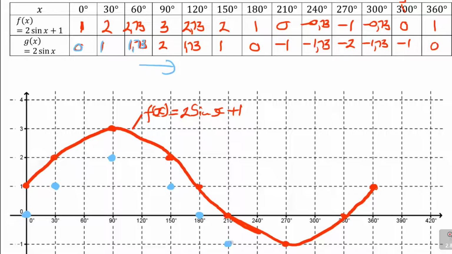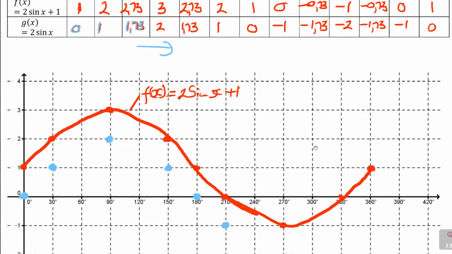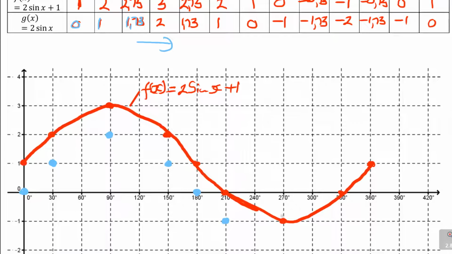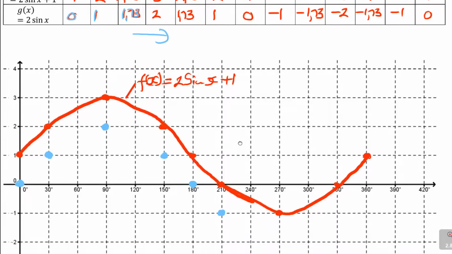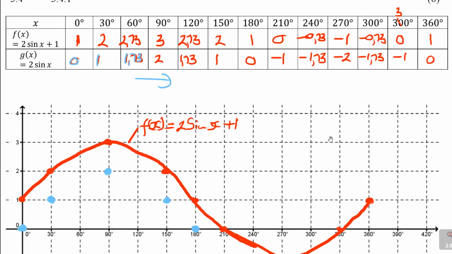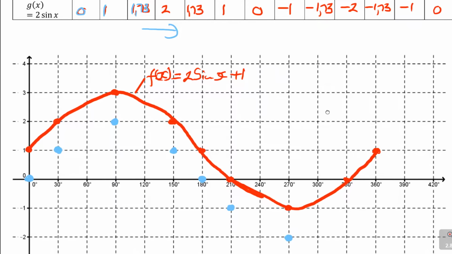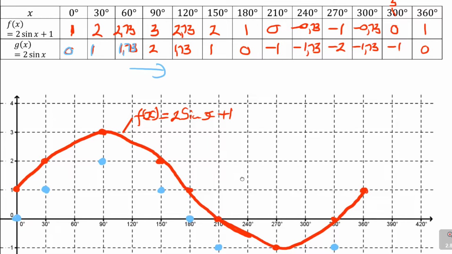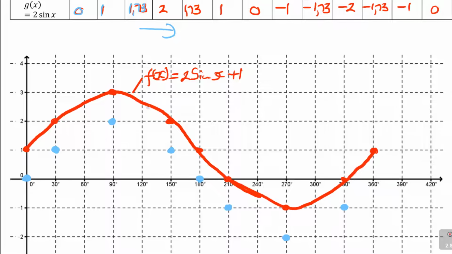When x is 240, leave it out. When x is 270, I've got -2. That's 270 is -2. So I come here for -2. I need that point here. And then check again. When x is 300, leave it out. When x is 330 is -1. And then when x is 360 is 0. These are the points. Now you need a graph also.